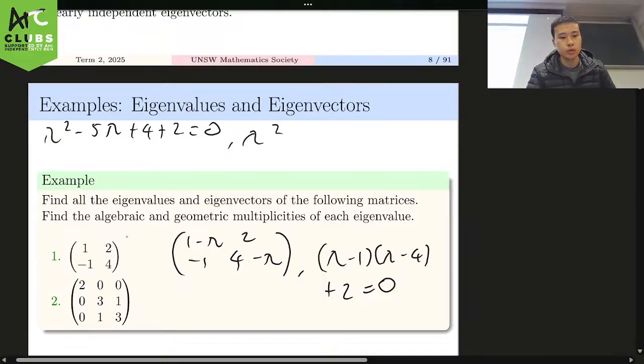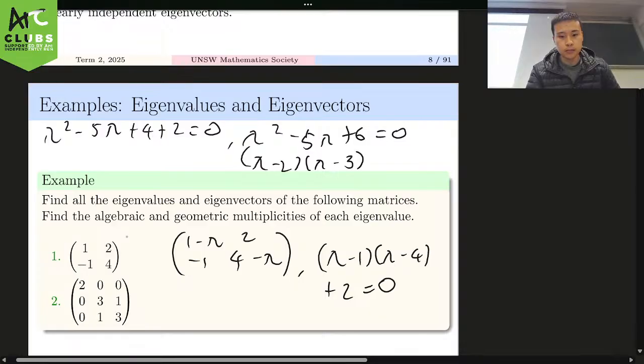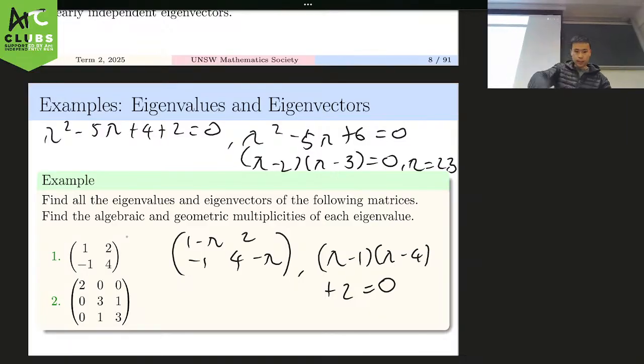Okay, so lambda squared minus 5 lambda plus 6 is 0. It factors, so we see here the eigenvalues are 2 and 3.